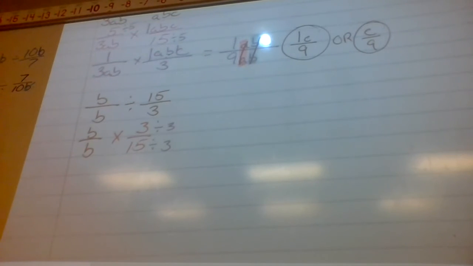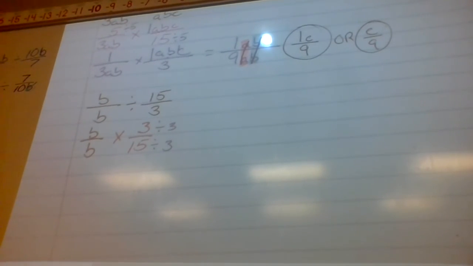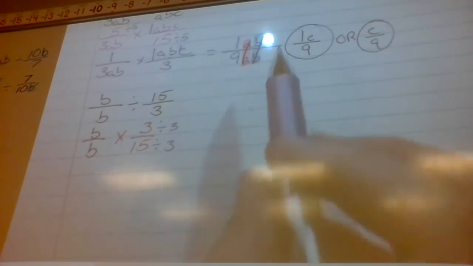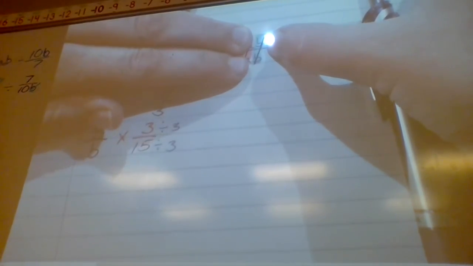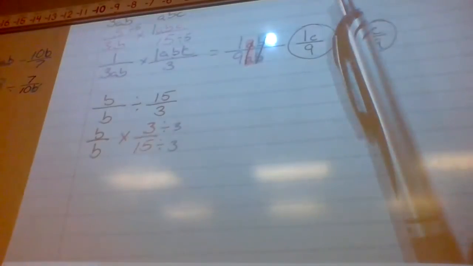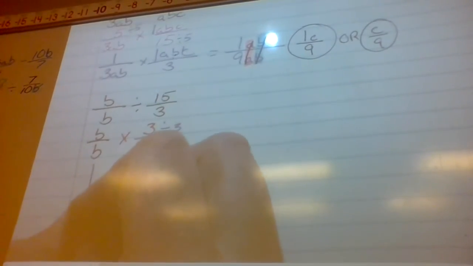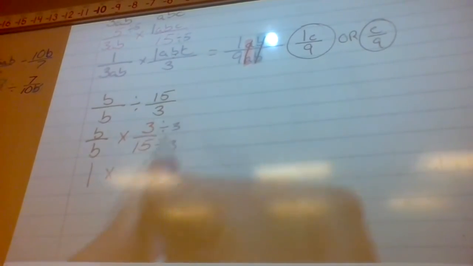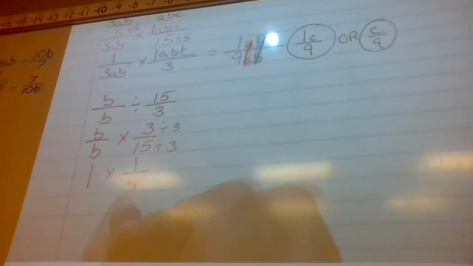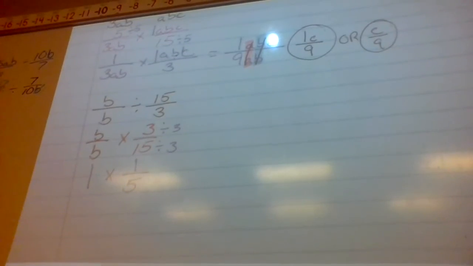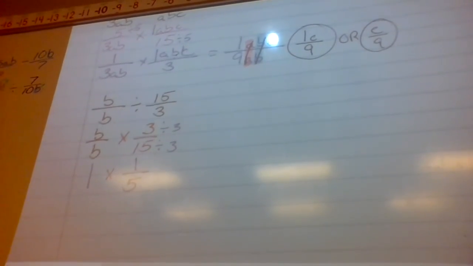Now Zuli right here is saying B and B. Well, isn't that what we did on this one? The B was on top of the B. I'm going to cover up everything else. It was a fraction B over B, right? Is this a fraction B over B? Then that was 1 times 3 divided by 3 is 1. 15 divided by 3 is 5. What's 1 times 1/5? 1/5.